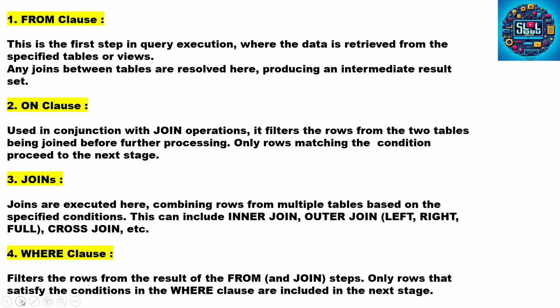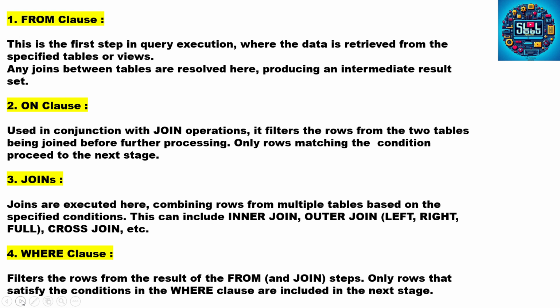So basically, what is the from clause doing? This is the first step in query execution, where the data is retrieved from the specified tables or views. Any join between tables is resolved here, producing an intermediate result set. So basically the join will not happen there, but the join condition will be applied and resolved here to provide you an intermediate result set.